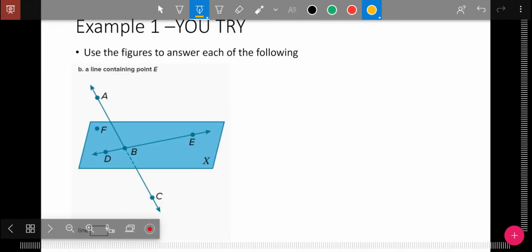Another you try. This one, pause the video. Give it a try. Take a few seconds to see if you can name a line containing point E.